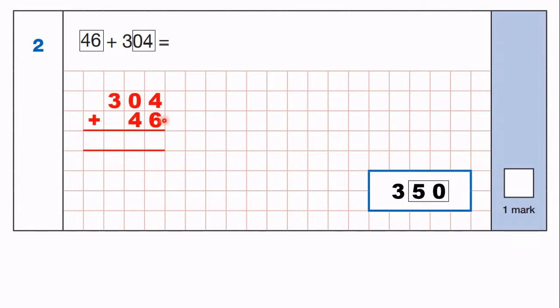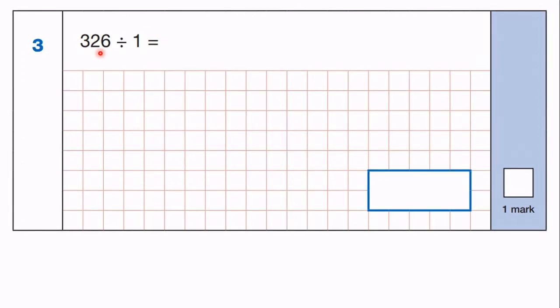4 plus 6 is 10, so 1, 0. 1 plus 0 plus 4 is 5, and 3 plus nothing is 3. Question 3. 326 divided by 1. Any number divided by 1 is just that number, so our answer is 326.